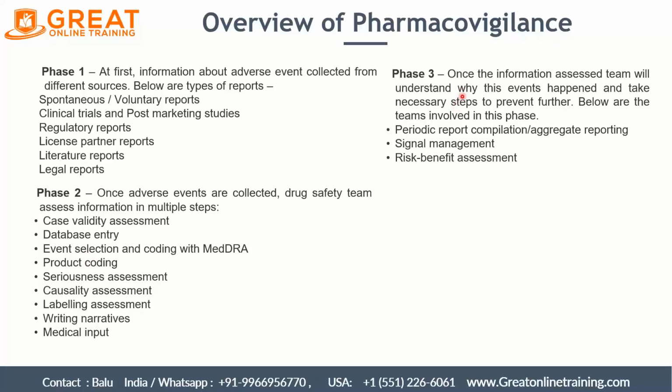And the next phase is, once the information is assessed, the teams will understand why these events have happened and take the necessary steps to prevent them further. The teams involved in this phase are the periodic report compilation or aggregate reports, signal management, and the risk and benefit assessment. So these are the teams that are involved to understand and who will take care of the prevention of the risk that is involved with the medication.